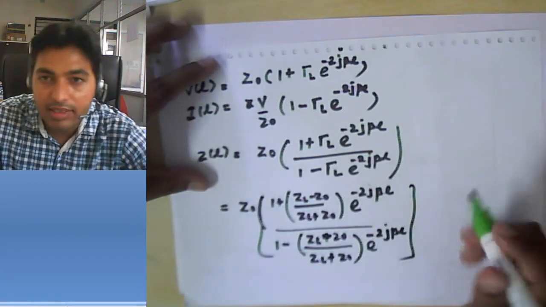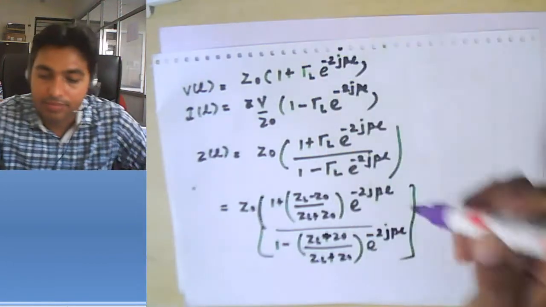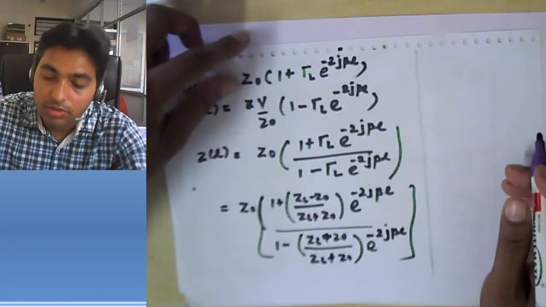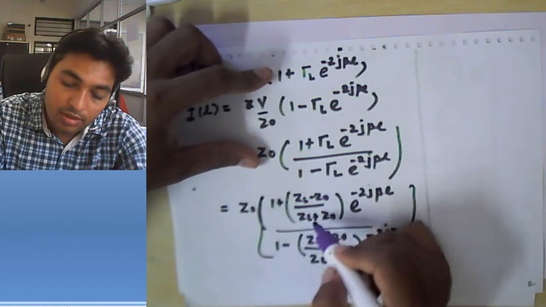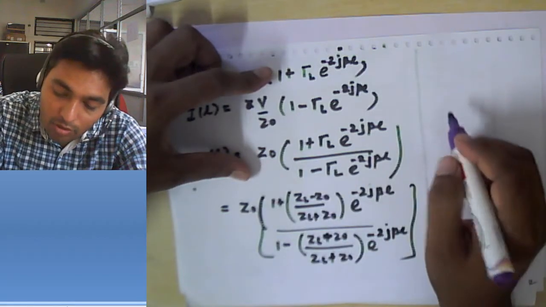Now we will simplify this. So for simplification, let's simplify this. Now we'll multiply this with ZL by Z0. So Z0 will be common.